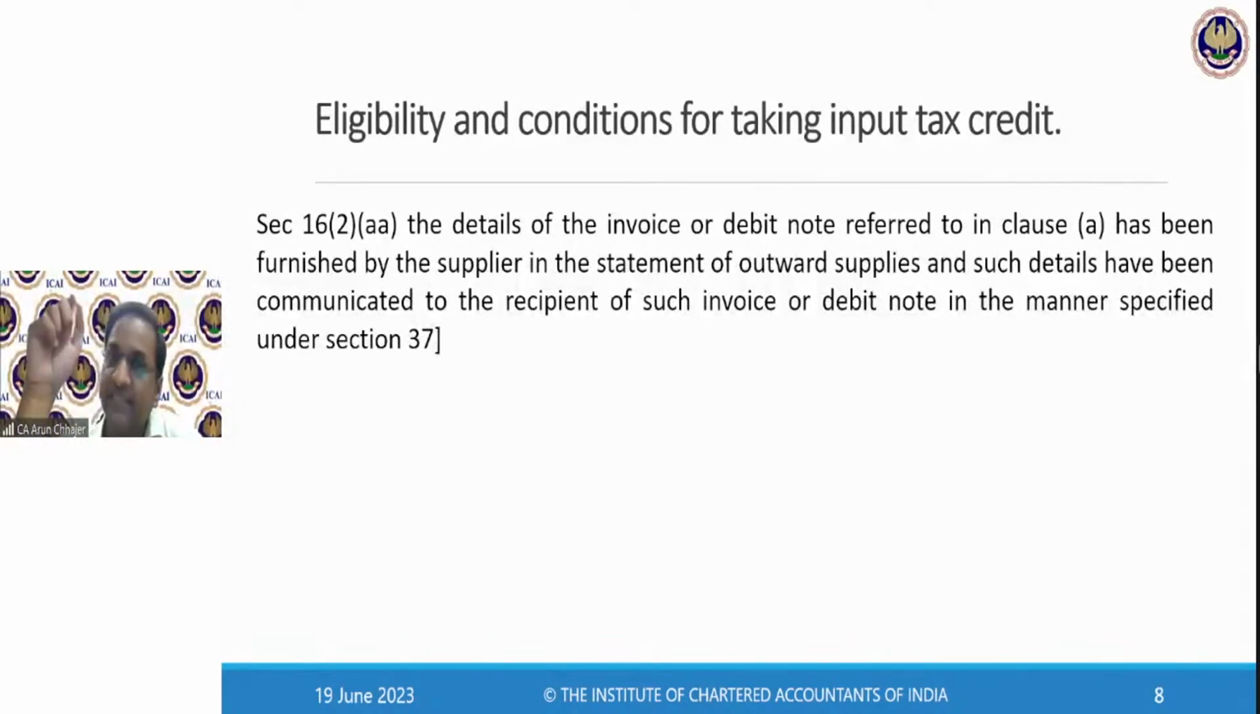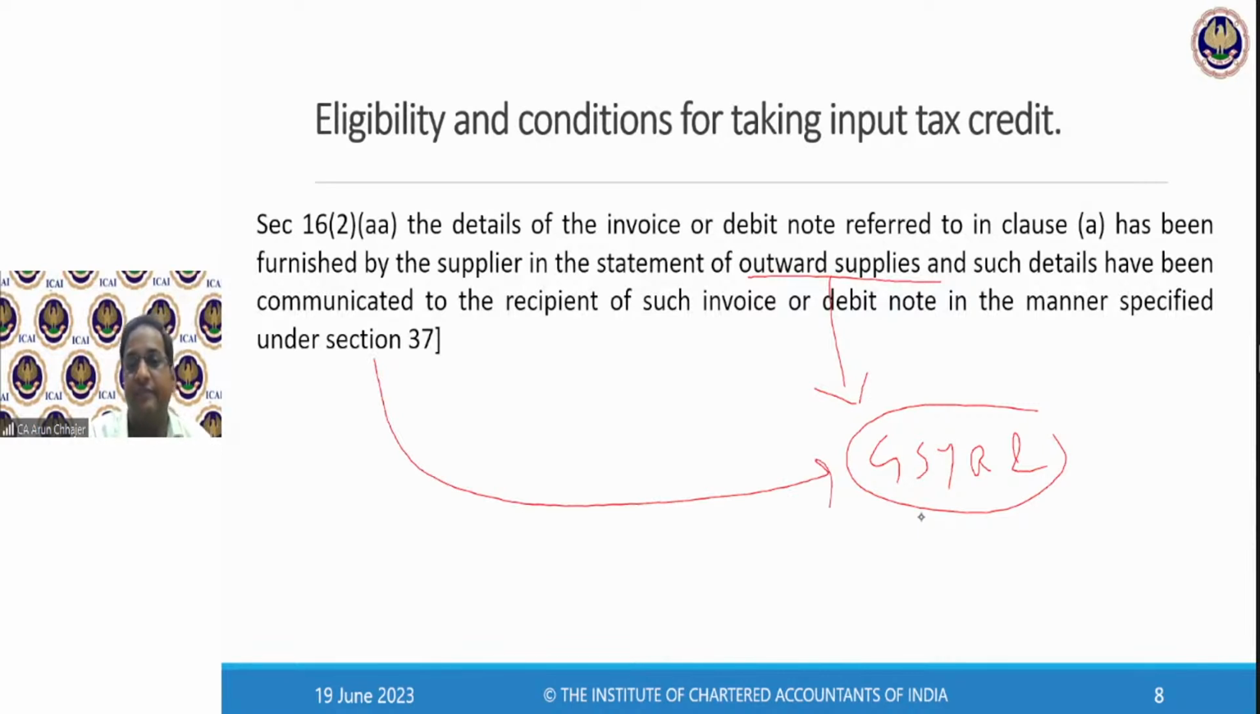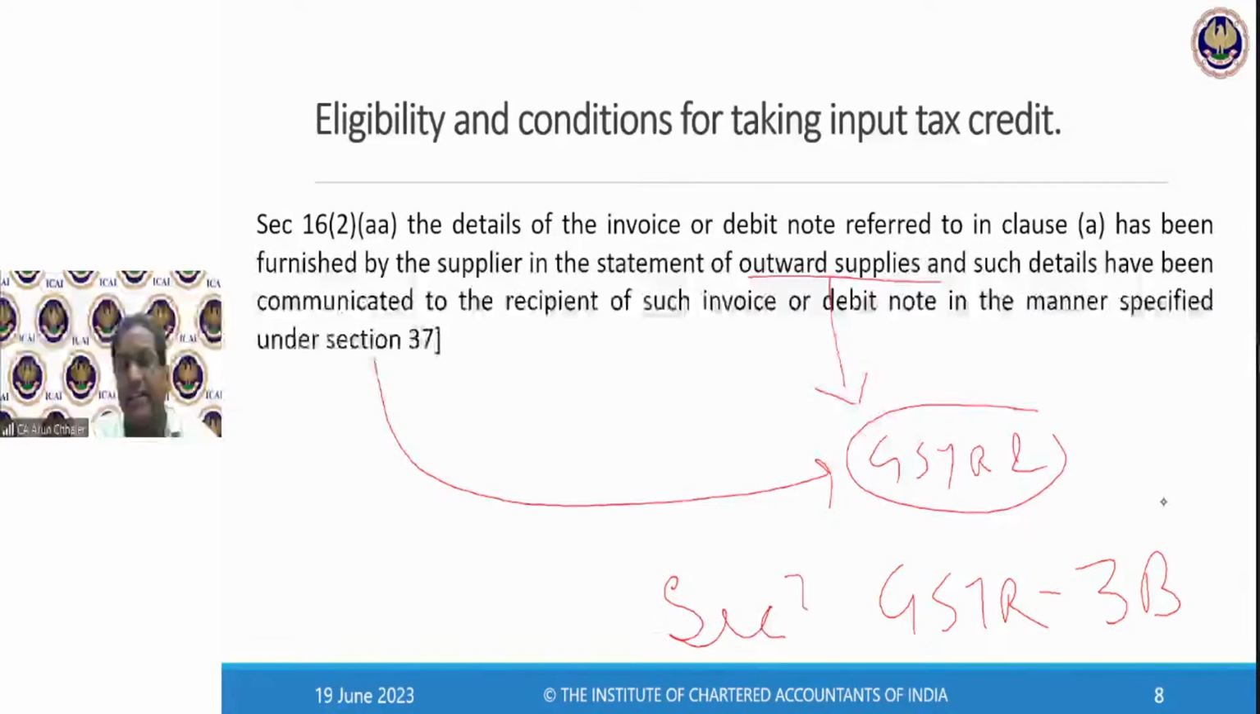Answer is GSTR 1. Absolutely correct. And for the statement of the outward supply, GSTR 1 is mentioned in section 37. So if I use the word section 39, it means they are talking about GSTR 3B. If I am using the word section 37, then it means it is GSTR 1. Okay.